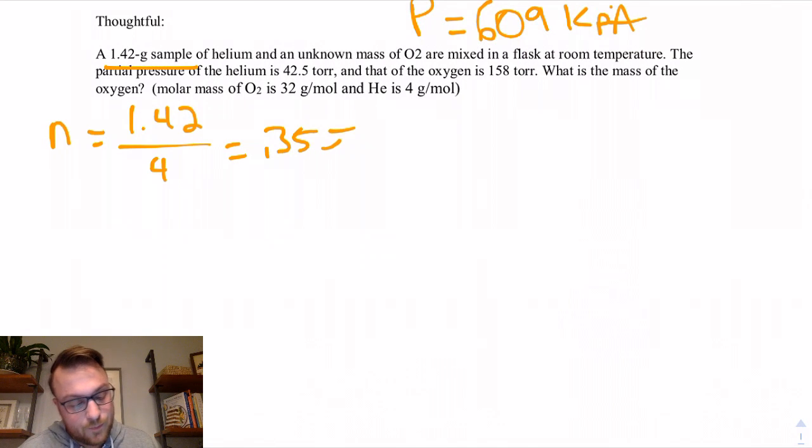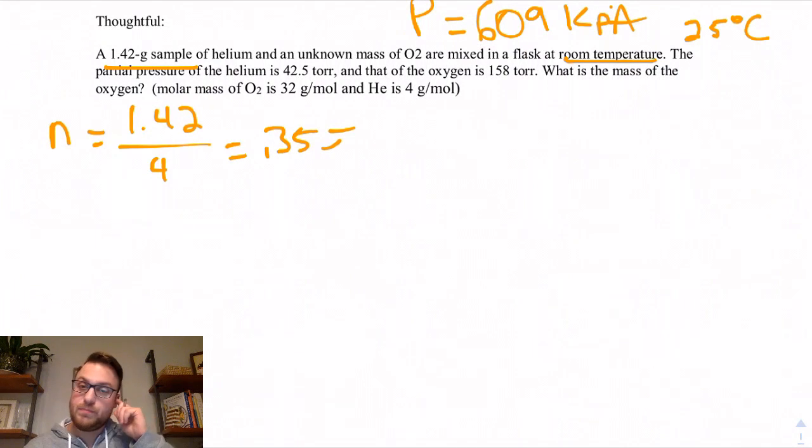Room temperature is 25 Celsius, but you could look that up. On a test, I would make sure to give it to you. The partial pressure of helium is 42.5 torr. The partial pressure of oxygen is 158 torr. What is the mass of the oxygen?